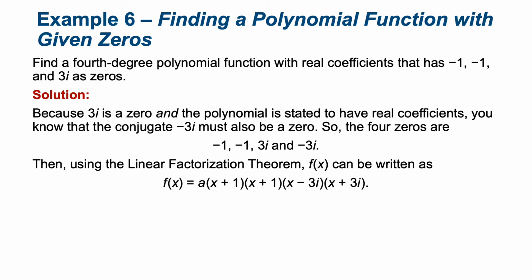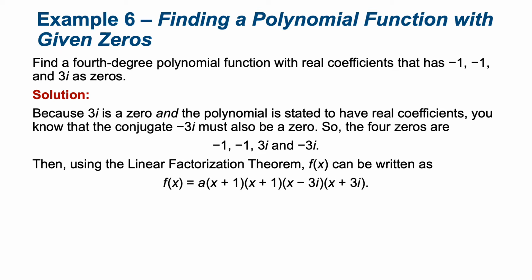Okay, so let's do an example using this idea. Let's find a fourth degree polynomial function with real coefficients that has -1, -1, and 3i as zeros. Okay, so if 3i is a 0, and the polynomial has to have real coefficients, we know that the conjugate of 3i, which is -3i, must also be a 0. So here are your 4 zeros: -1 twice, 3i, and -3i.